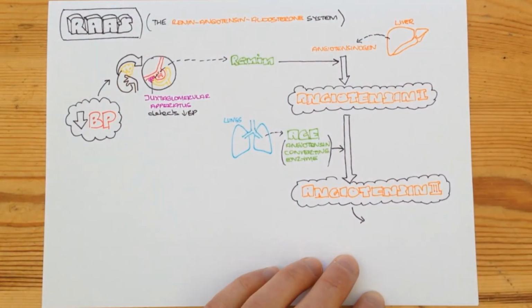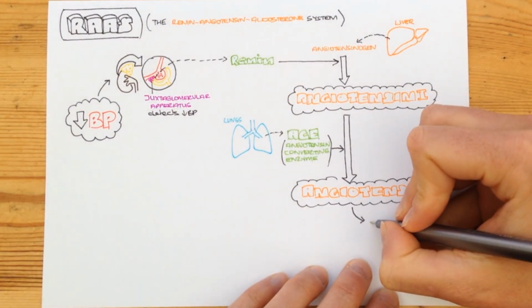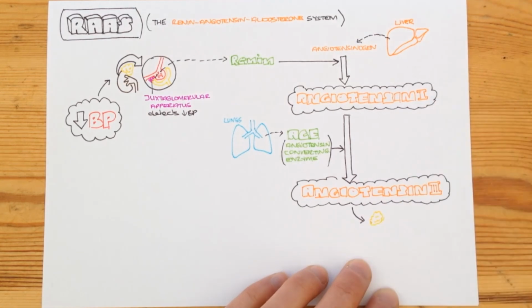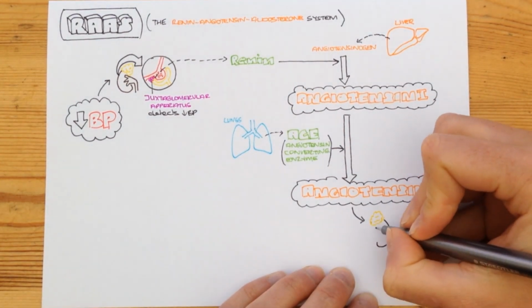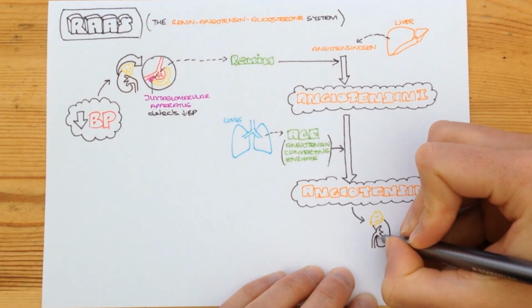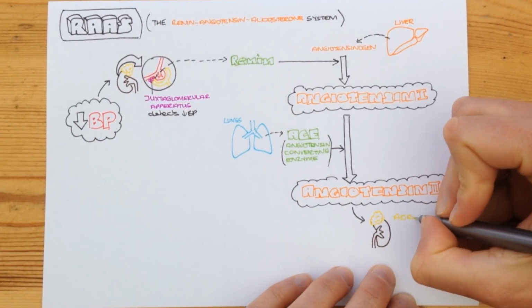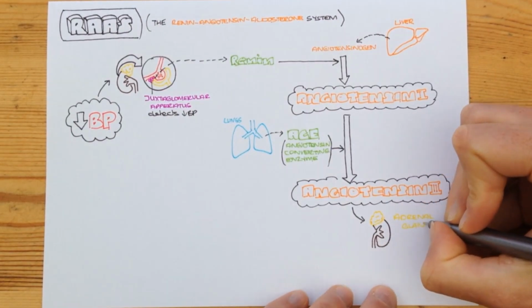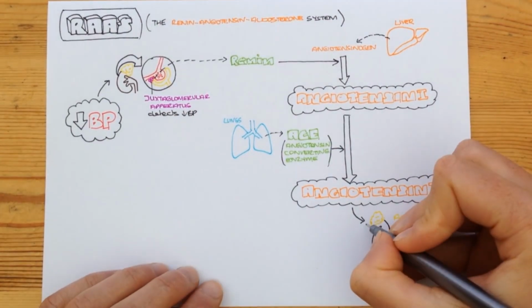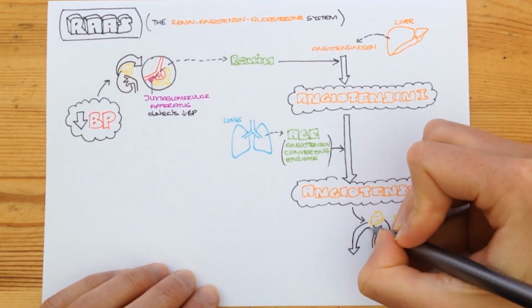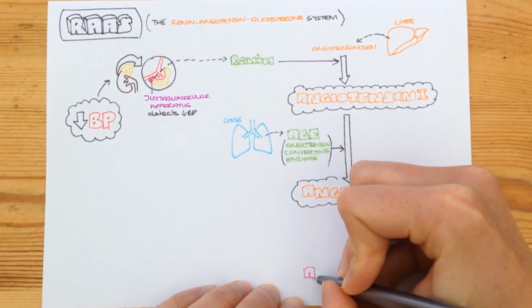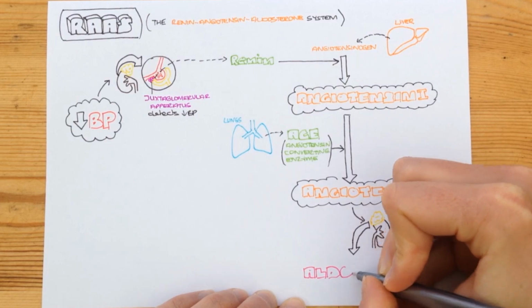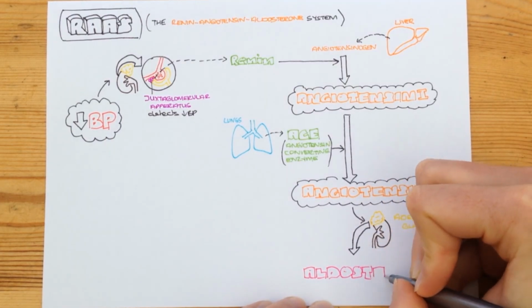So angiotensin 2 has a number of effects, but in terms of this system, what happens is it stimulates the adrenal gland, which is our little yellow afro on the kidney. It stimulates it to produce aldosterone. Basically, if you can remember the name of this system, then you can remember the pathway. So aldosterone is produced.